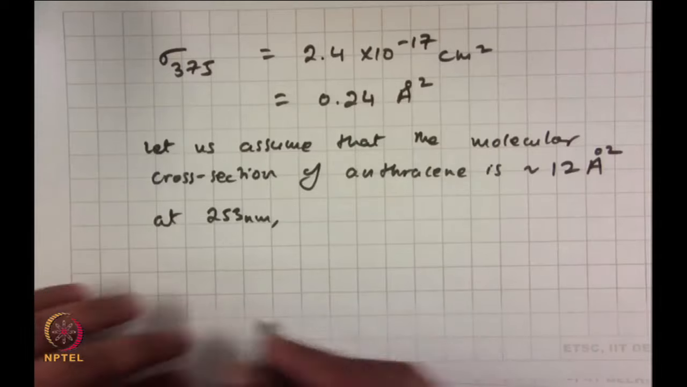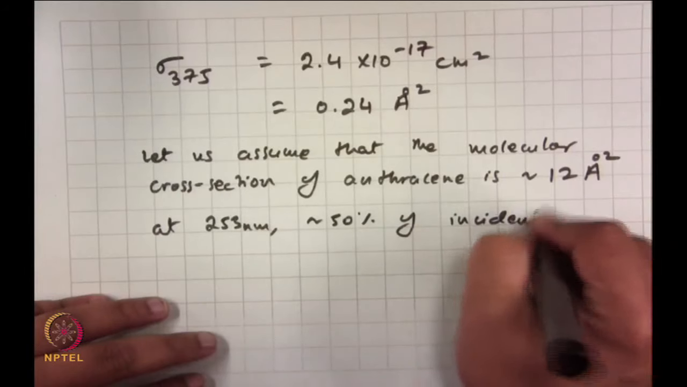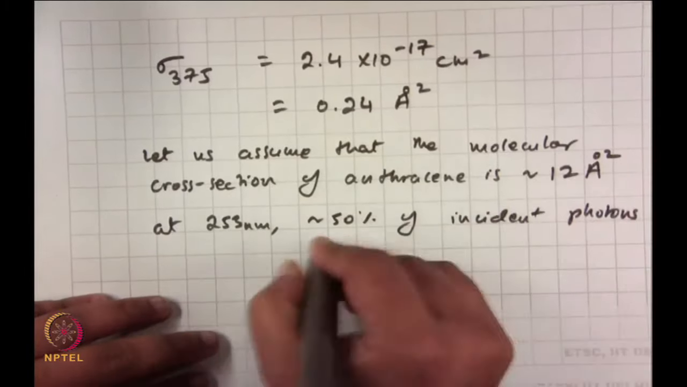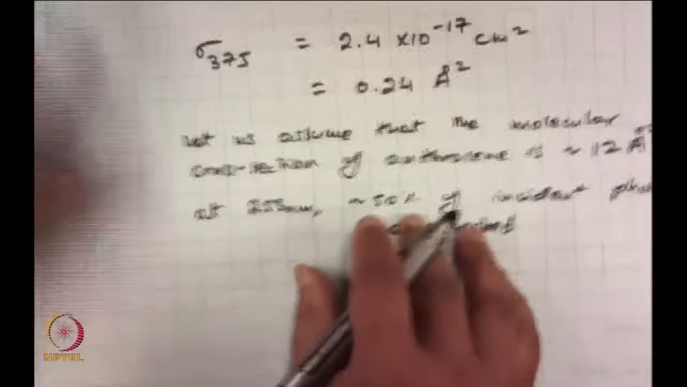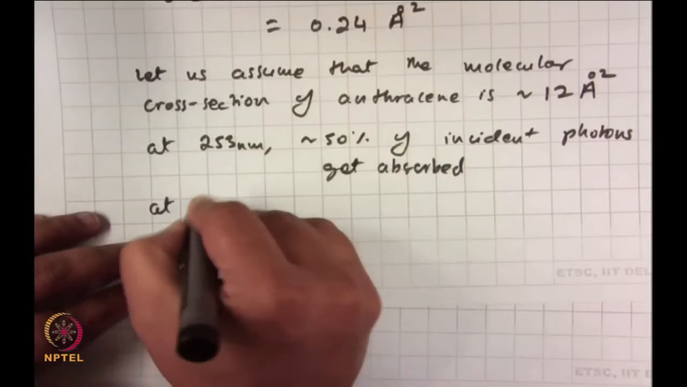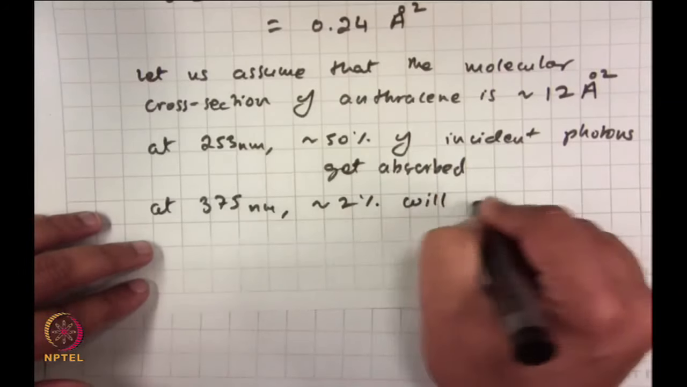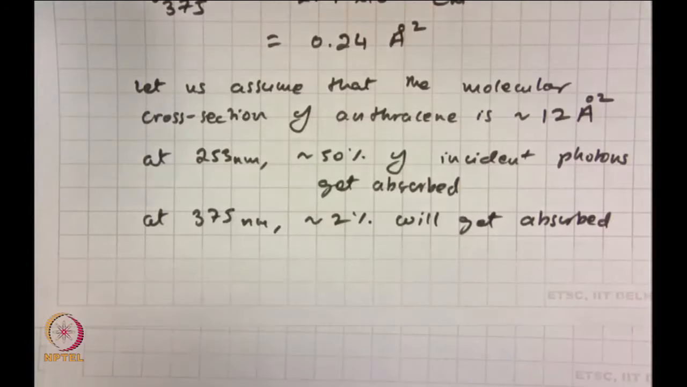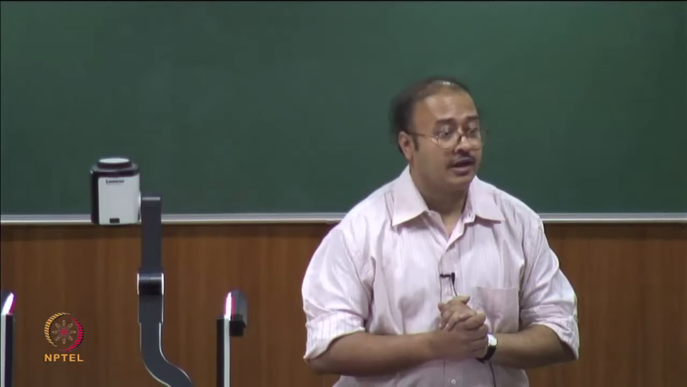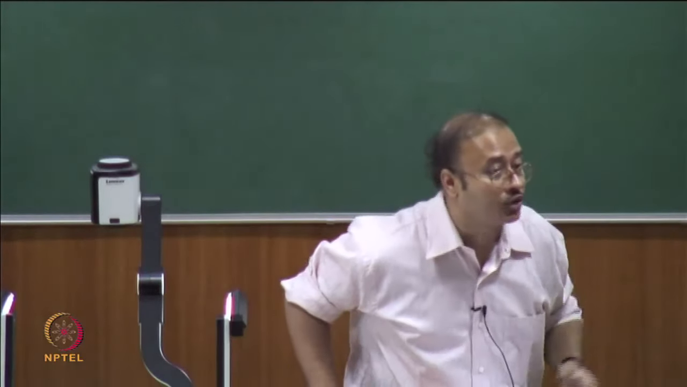So, that means at 253 nanometer, almost 50% of incident photons get absorbed. Then you can realize that at 375 nanometers, only about 2% will get absorbed. Okay. So, this is an example where hopefully I could convey to you the importance of cross section area.